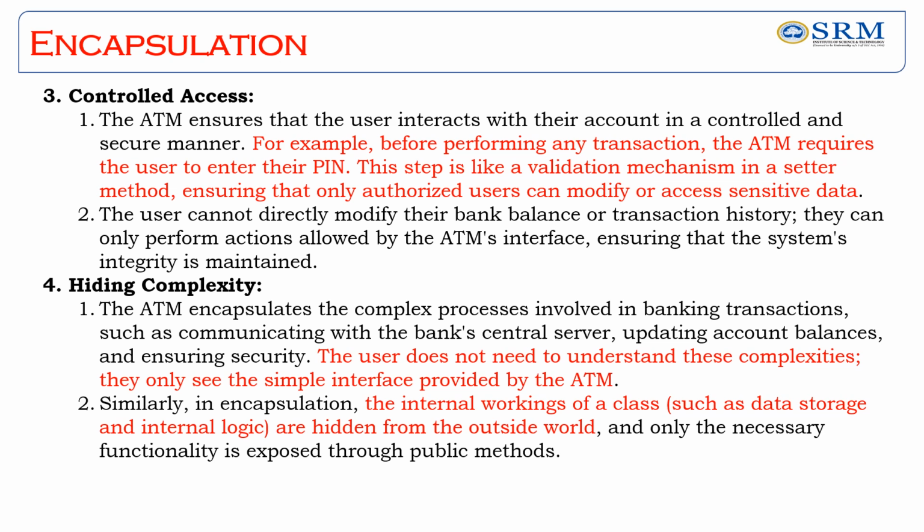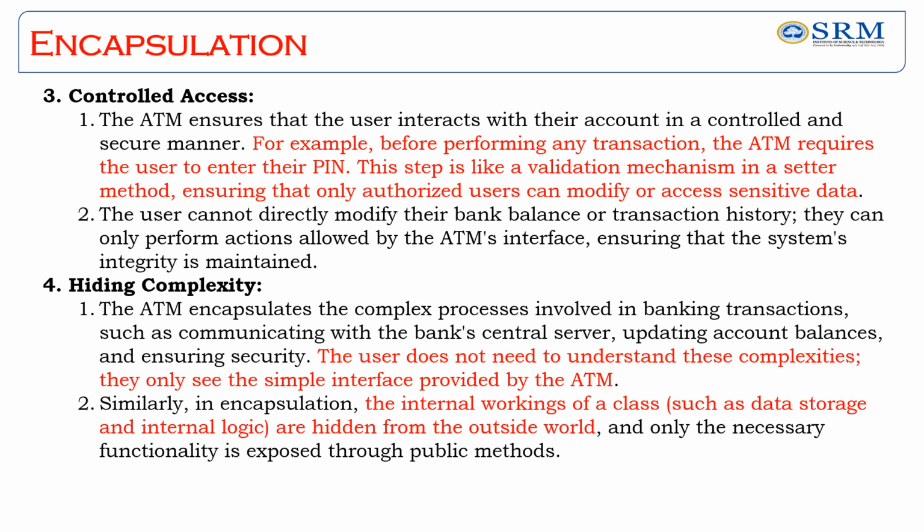And next, control access. See, this ATM machine ensures the user interacts with their account in a controlled and secure manner. For example, if you are performing any transaction, the ATM requires the user to enter their PIN. It's a validation mechanism, and the user cannot directly modify the bank balance or transaction history. So they can only perform actions allowed by the ATM interface. It ensures the system's integrity is maintained.